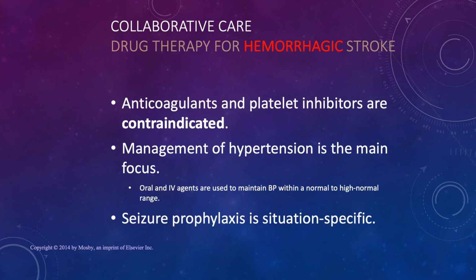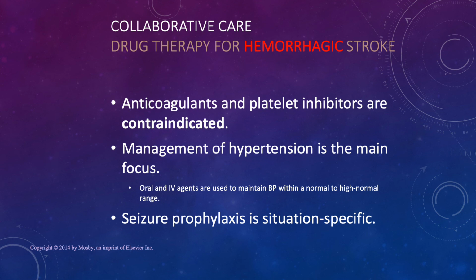Collaborative care for somebody with a hemorrhagic stroke. These folks need to avoid anticoagulants, need to avoid platelet inhibitors. So if you gave one of these people a dose of TPA, you could kill them dead. Bad idea. So we need to differentiate what kind of stroke they have as soon as they hit the door. Seizure prophylaxis is very situation specific, so we may or may not need to do seizure prophylaxis. But in the acute stage, they want to manage hypertension.